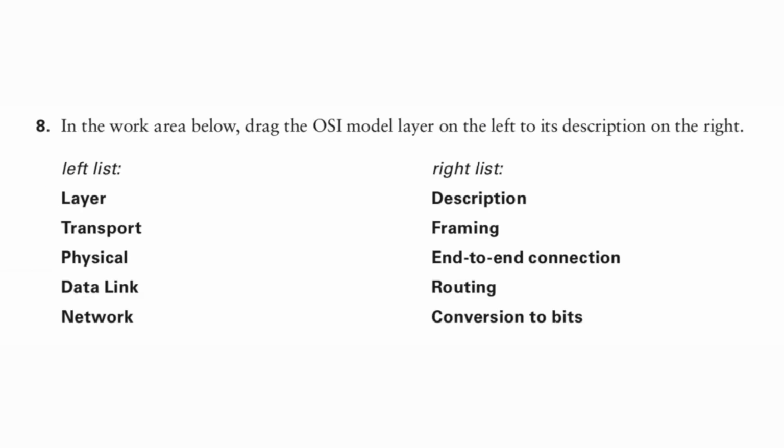Number 8. In the work area below, drag the OSI model layer on the left to its description on the right. The layer list on the left includes transport, physical, data link, and network layers. On the right, the descriptions include framing, end-to-end connection, routing, and conversion to bits.